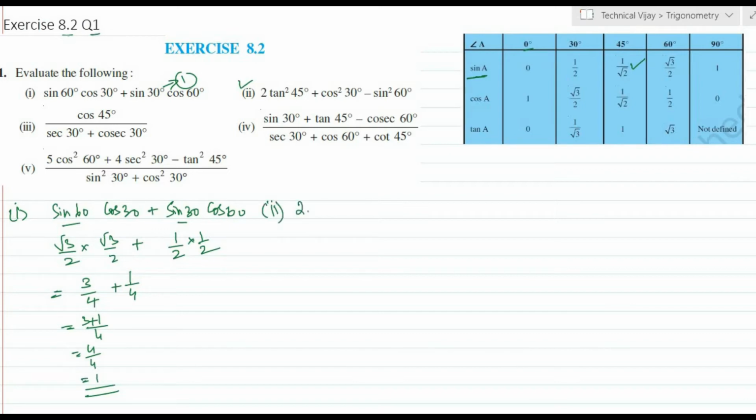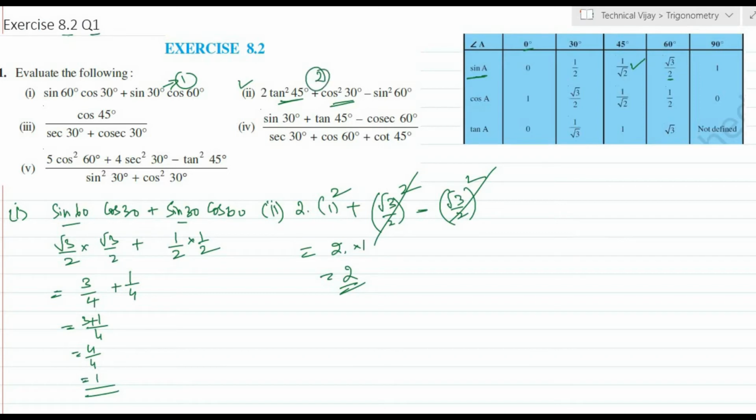So 2 into tan square 45, that is tan 45 whole square, that is 1 square. So plus cos square 30, that is cos 30 whole square, that is root 3 by 2 square, minus sin square 60, sin 60 whole square, that is root 3 by 2 whole square. So this plus and minus get cancelled. So this will be equal to 2 into 1, which is equal to 2. So the answer is 2.